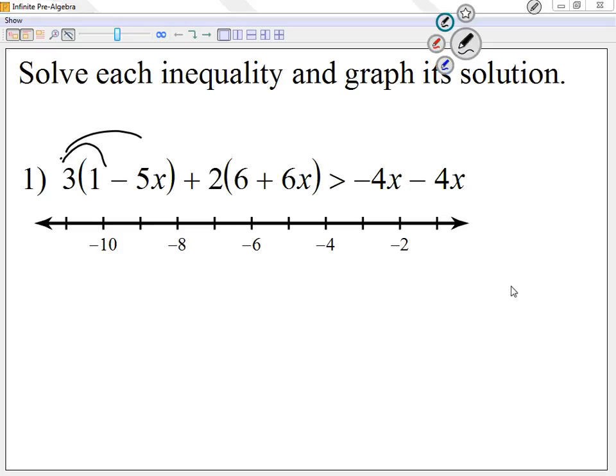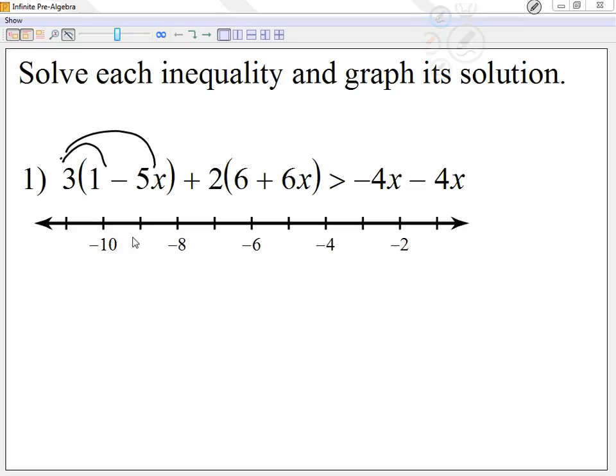Then on the second parentheses, multiply the 2 to the inside. So you guys are gonna have 12 plus 12x. I'm just waiting on my tablet to wake up. Okay, there you go.